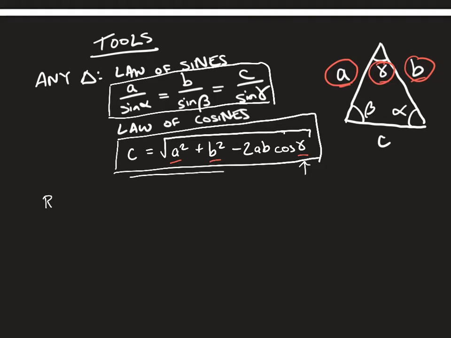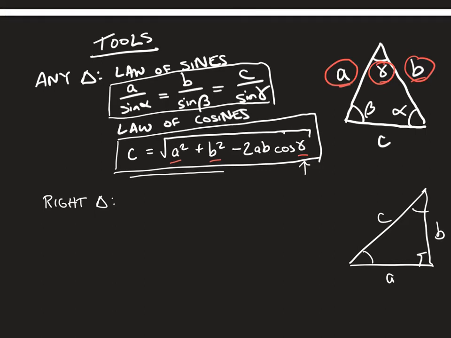The other tools really are for right triangles. Here's our right triangle, I guess. Right triangle. Boom. Give it a right-hand side. We got a, we got b, we got c. We've got angles here.